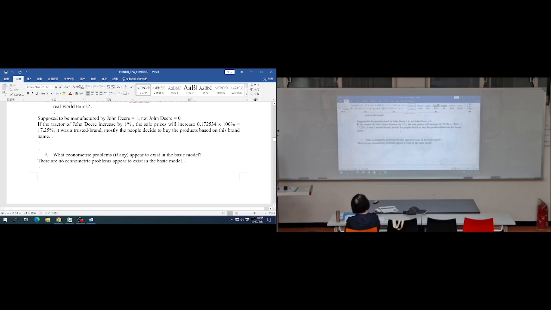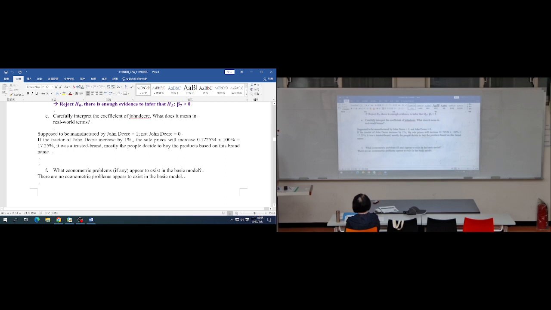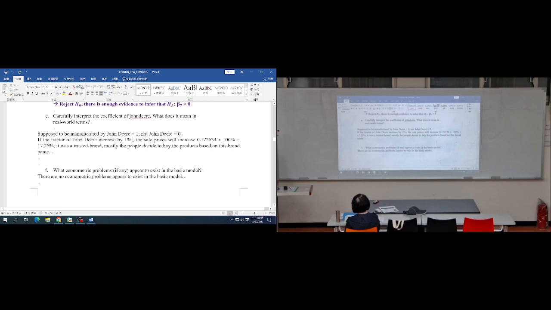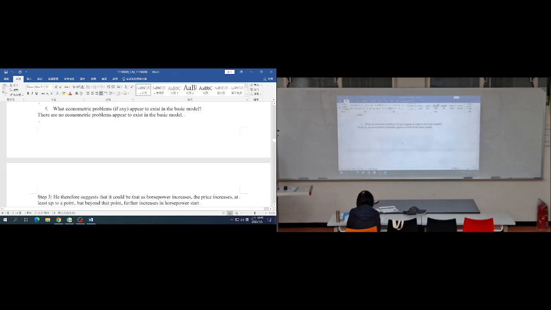What do you mean by if the tractor of John Deere increases by 1%? What does that mean? Sorry, it's not correct because John Deere is a dummy variable, so it's not correct. I typed it wrong. It should not say increased by 1% here, so it should be deleted here. Yeah, all right.